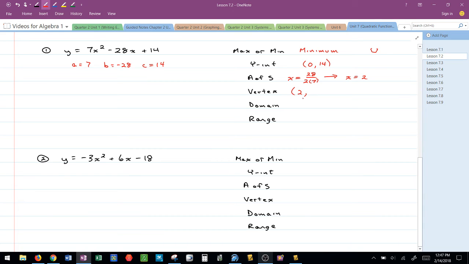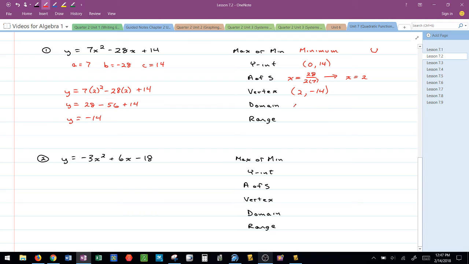That 2 becomes the x value at my vertex. But now I need to find y. I go back to the original equation, and I say 7 times 2 squared minus 28 times 2 plus 14. And I need to clean this up to get an exact value. So remember your order of operations here. 2 squared is 4. 4 times 7 is 28. Minus 28 times 2 would be minus 56 plus 14. Now, it's okay to use a calculator here as well. 28 minus 56, that's negative 28, plus 14 would be negative 14. This y becomes the y value at the vertex.